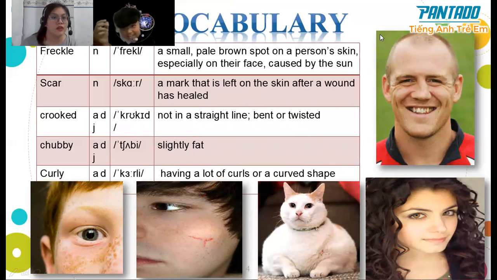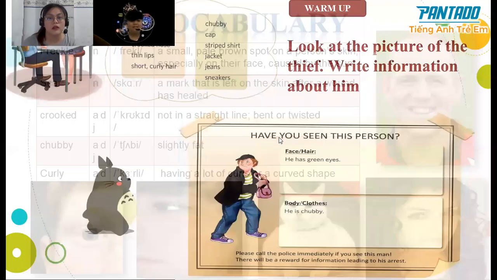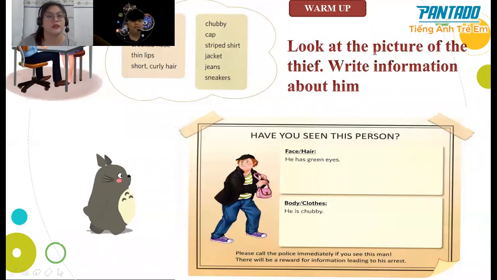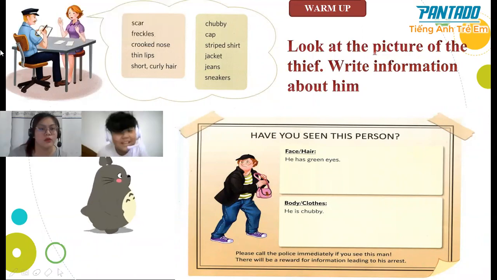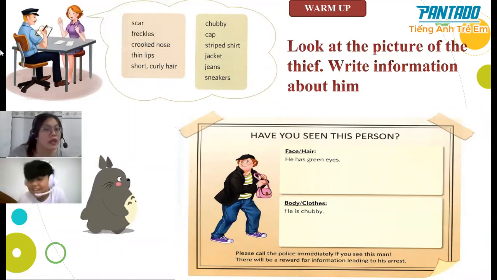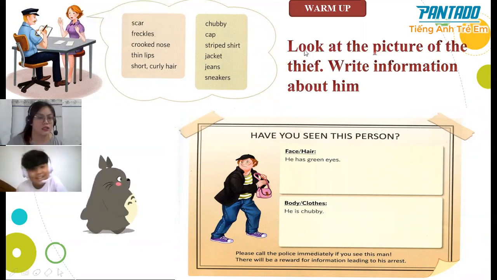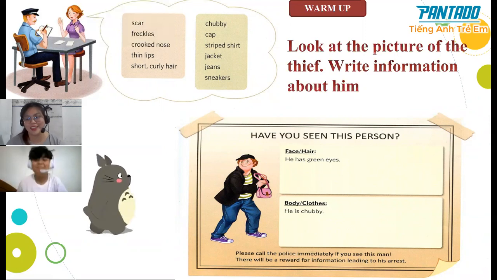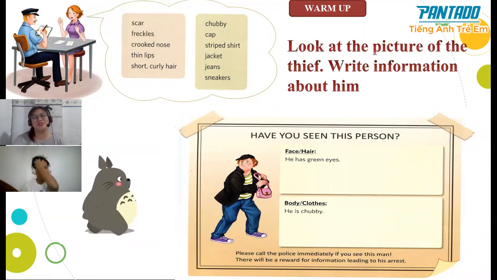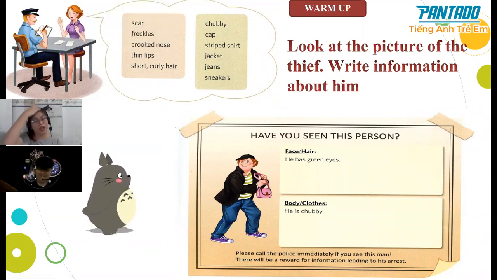I have a curly. Oh, you have a curly hair? I can't see because your background is quite dim. Okay. Now, I have a curly. Ah, I see. Your hair is short and curly. Yes. So beautiful. Your hair looks fluffy. It looks so soft.